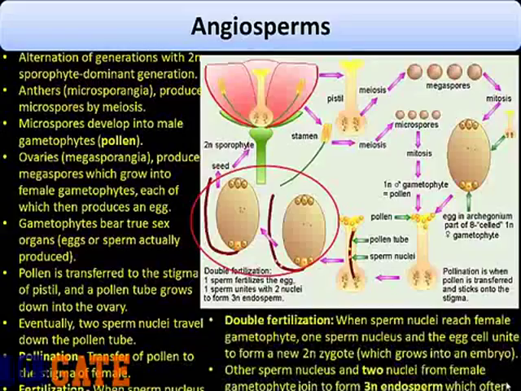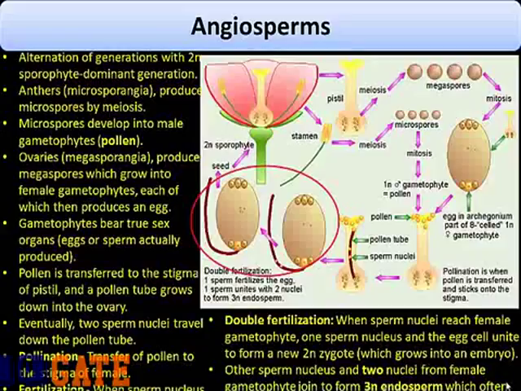When the sperm nuclei reach the female gametophyte, one sperm nucleus and the egg cell unite to form a new 2N zygote, which grows into an embryo. The other sperm nucleus and 2 nuclei from the female gametophyte joined to form 3N endosperm, which often serves as food for the embryo. So this is the life cycle of a typical angiosperm.